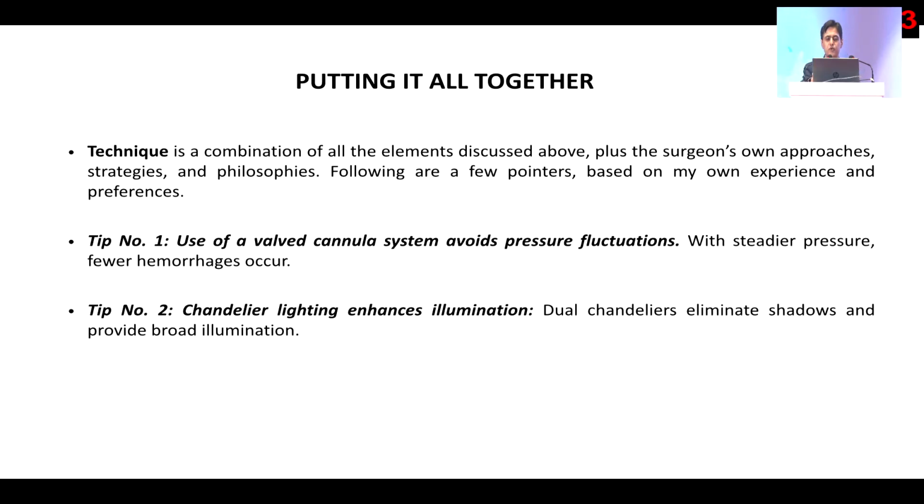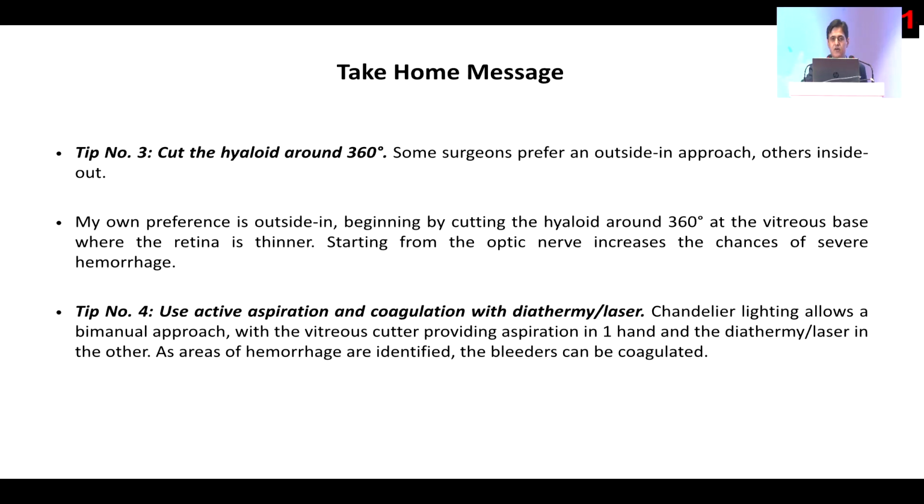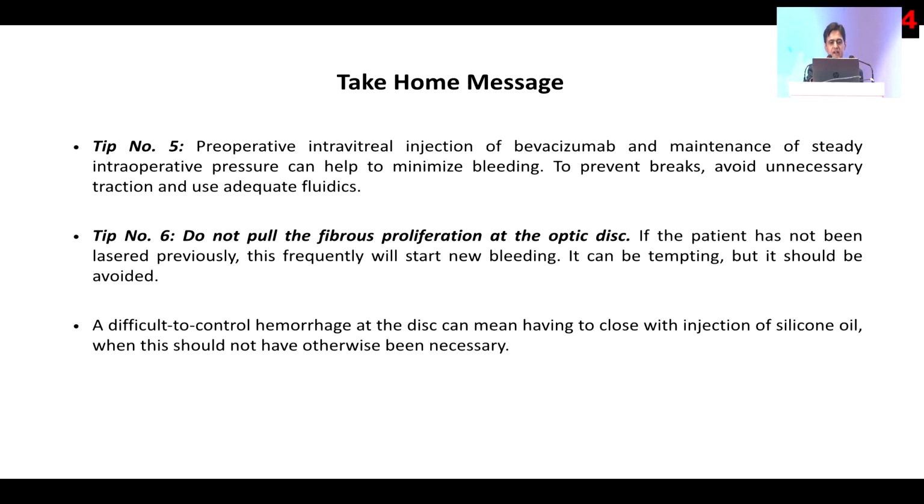So just to conclude, putting everything together, I think technique is very important. It is very important to use valved cannulas nowadays. Chandelier system bimanual is a very good technique, especially if you are in the learning stage. I always try to cut the hyaloid from an outside-in approach, but if there is a dense proliferation, as I showed in the last video, I can start at the center by creating a plane. In a bimanual approach, you can also aspirate and coagulate with the diathermy or a laser at the same time. Intravitreal anti-VEGF agents before the surgery really help to prevent intraoperative bleeding.